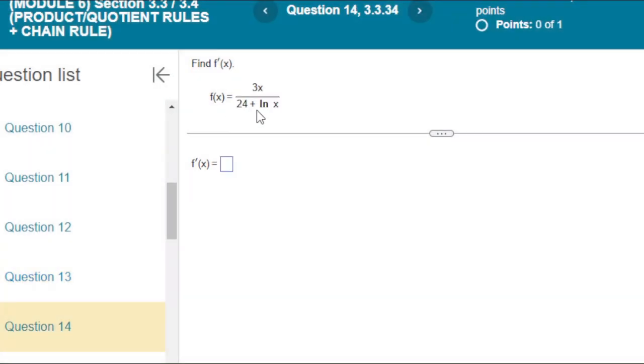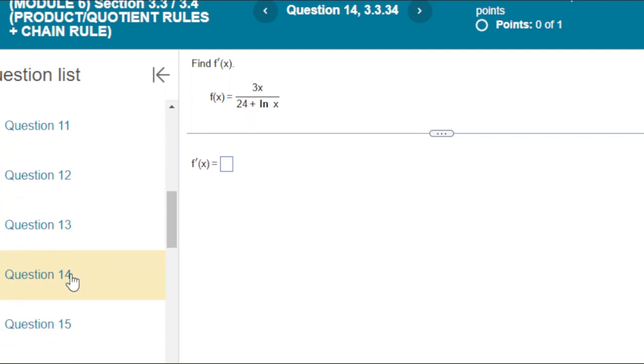Okay, same thing here, and I'll let you work on this one. We have low times d high, and the derivative of 3x would be 3, minus high d low. The derivative of 24 plus ln of x, well, the derivative of 24 is 0. The derivative of natural log of x is 1 over x. And then that would be all over the low squared. So I'll let you do that.